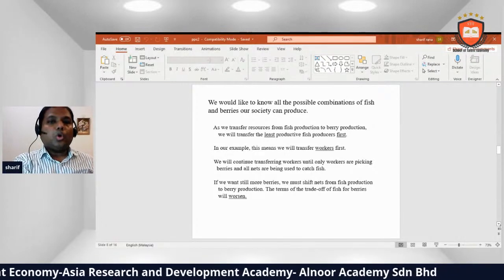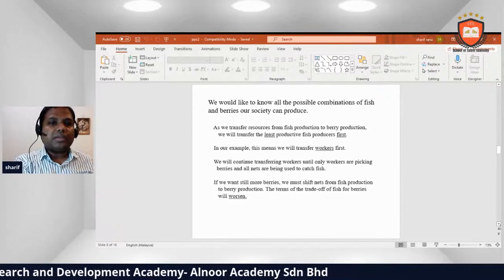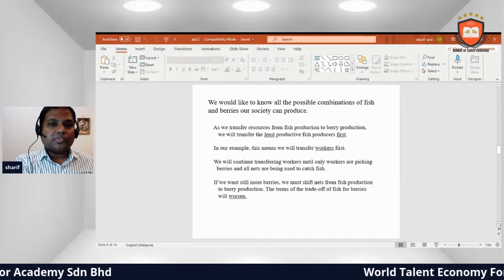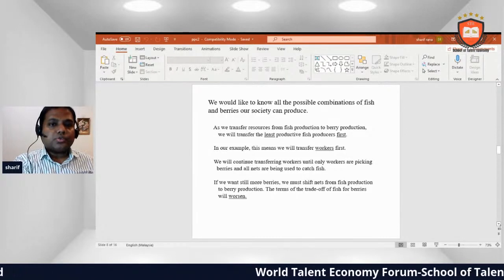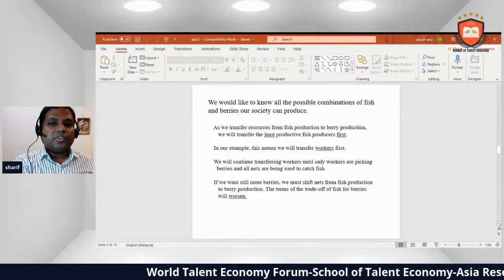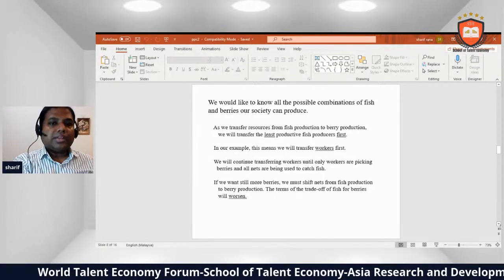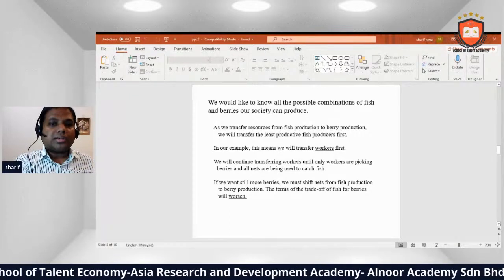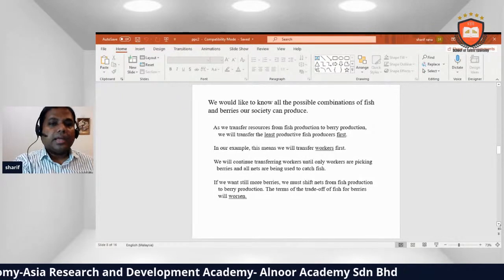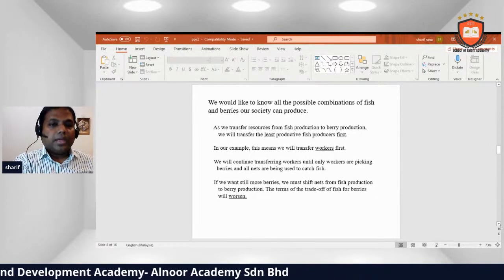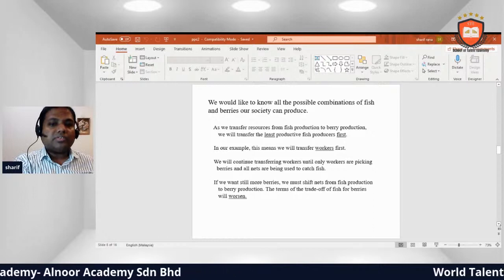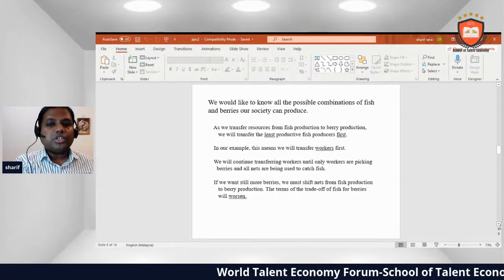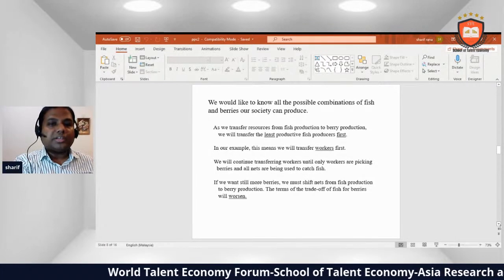We would like to know all the possible combinations of fish and berries our society can produce. As we transfer resources from fish production to berry production, we will transfer the least productive fish producers first. In our example, this means we will transfer workers first. We will continue transferring workers until only workers are picking berries and all nets are being used to catch fish. If we want still more berries, we must shift nets from fish production to berry production. The terms of the trade-off of fish for berries will worsen.